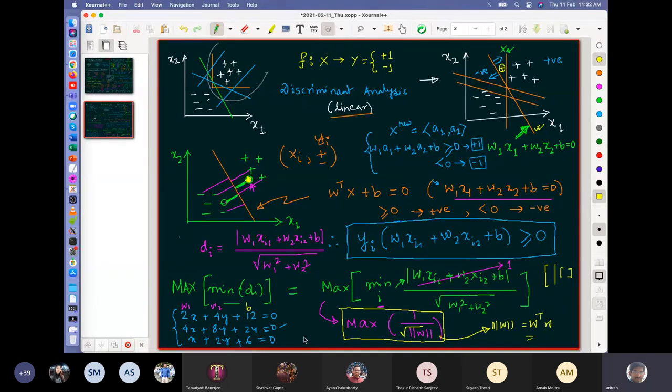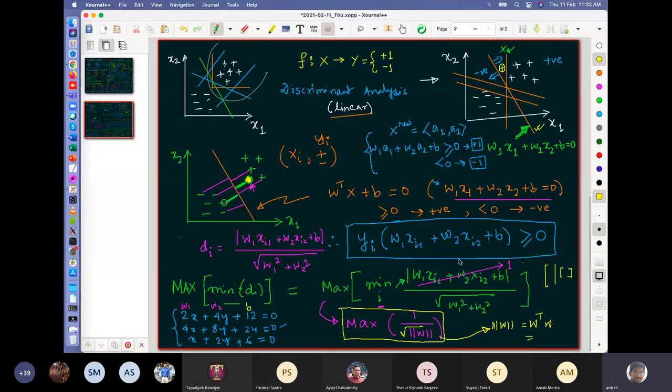Sir, why 1? Why not 0.5 or 0.2? Which one looks good, 0.5, 0.2, or 1? Which one simplifies more? You can take any constant, by the way. It looks good.